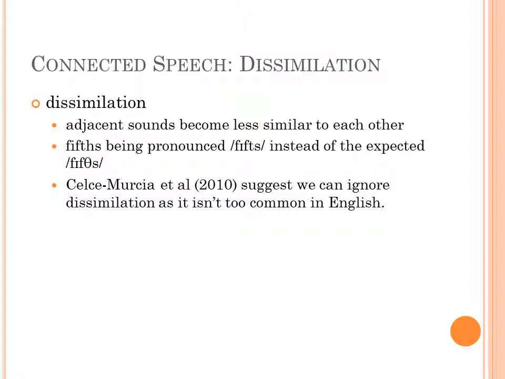An example of dissimilation might be the word fifths. In that consonant cluster at the end, we have three fricative sounds. We have the f sound, the th sound, and the s sound. The th sound becomes difficult to pronounce or distinguish, so it might be pronounced as a stop instead, just a t sound, so that fifths becomes pronounced fifts. This would be an example of dissimilation.